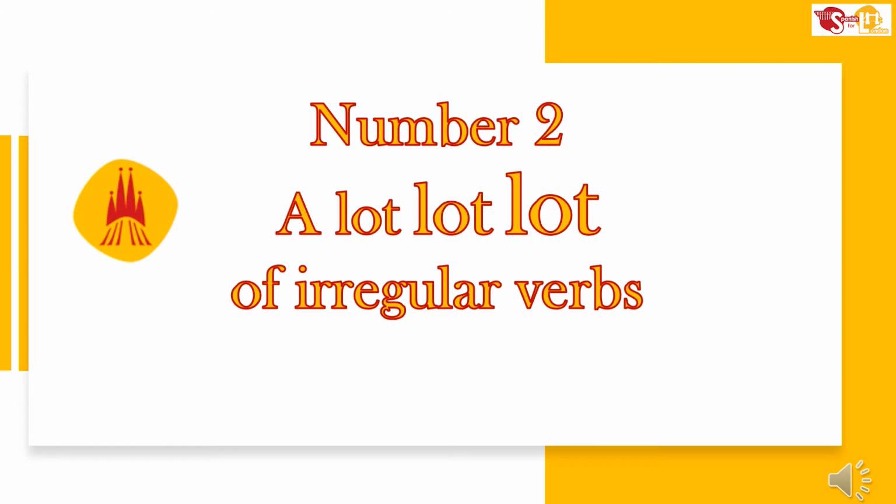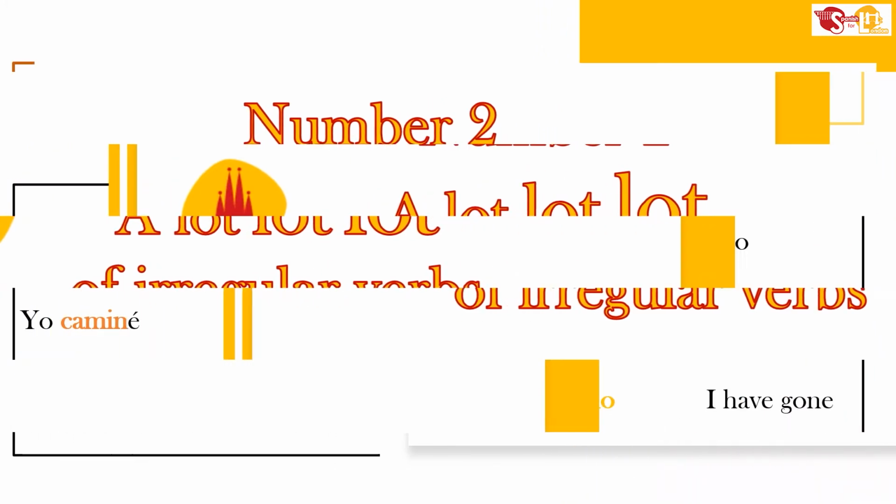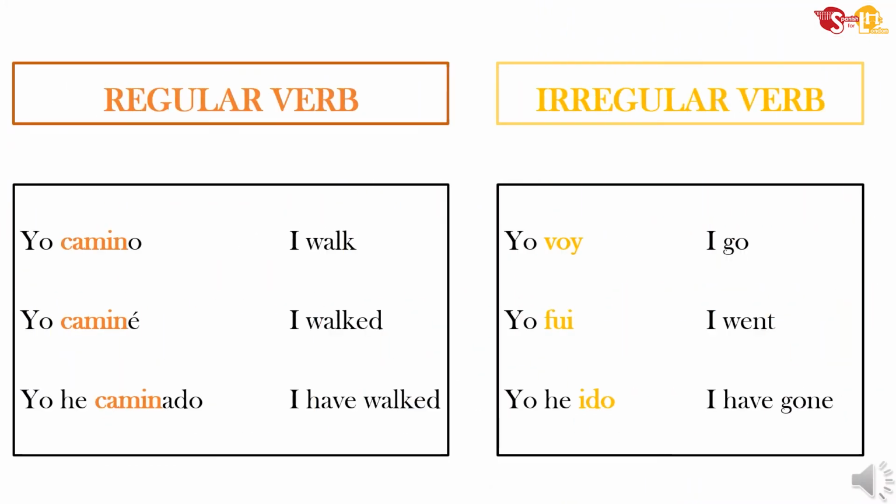The easiest way to master them is to study with a linguist who really understands the systems and knows all the shortcuts. I know this because I am a linguist. Look, here you have a regular verb, caminar, to walk. Yo camino, I walk. Yo caminé, I walked. Yo he caminado, I have walked.